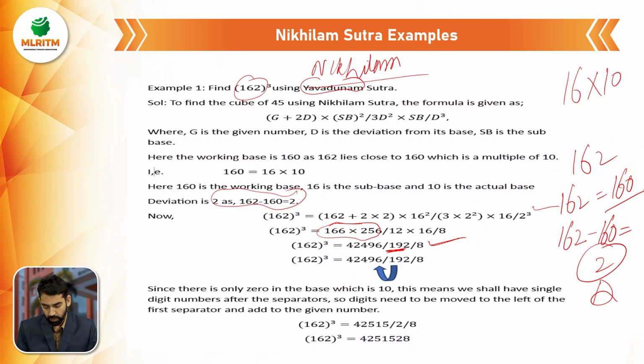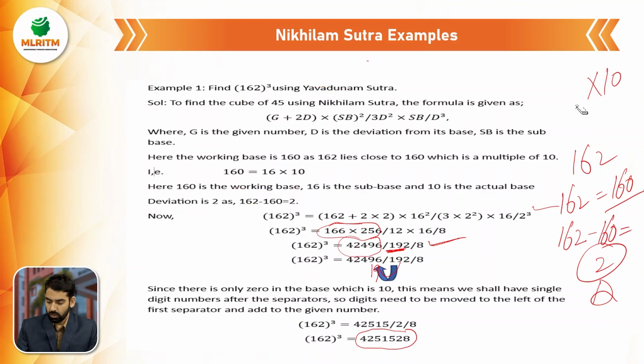But we have to move this 1 and 9 to the left and add it to this given number. So when we move it, this is 9, this is 1. When we add 19 to 42496, this becomes 42515. Then we have a single digit number here and a single digit number here. Now there is no problem with this. We can remove the separators and we can get the number as 4251528, which is the cube of 162.